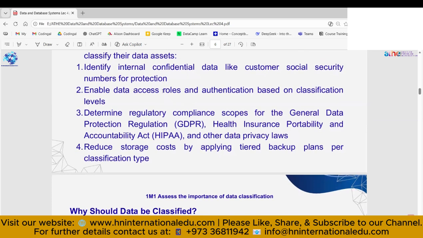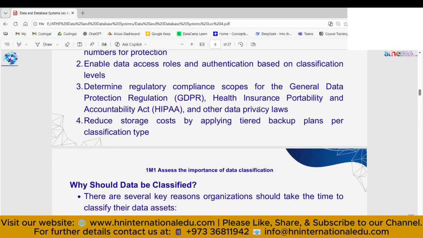Then, enable data access roles and authentication based on classification levels. That means you can enable the data access role for some people in your organization, so these people can access the data and the others cannot. And then you can use an authentication method. For example, if they want to access the data, they have to go through a process of authentication, like fingerprint or eye scanning or something like that.